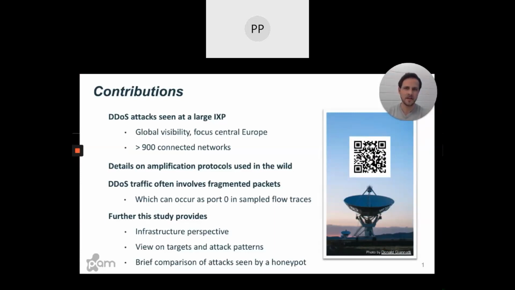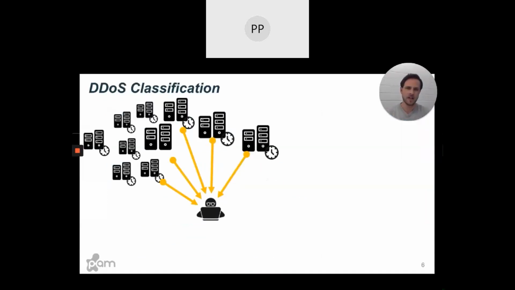So we study DDoS attacks as seen from a large IXP. This IXP is globally visible and focuses on Europe. It features more than 900 connected networks. We give details on amplification protocols that are actually used in the wild. During our study, we noticed that we often find fragmented packets with DDoS attacks. This is nothing new, but in our sampled flow traces, we noticed that these flows are port 0. So this might be a new notable insight. Further, the study provides an infrastructure perspective, a view on targets and attack patterns, and a brief comparison to attacks as seen by honeypots.